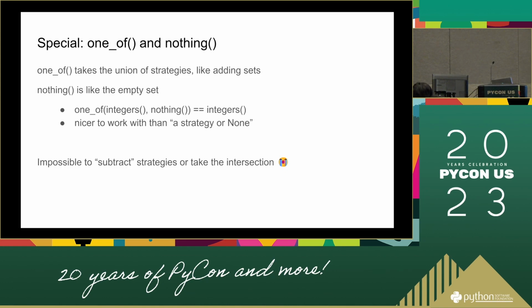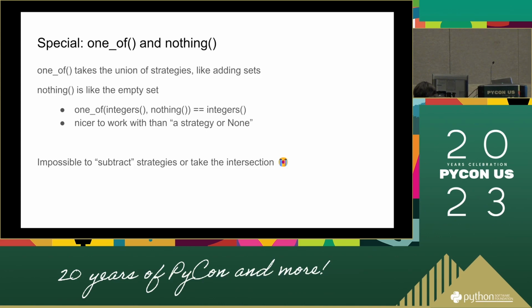Nothing is a strategy that can never generate anything at all. You might think, what is the point of having a strategy that can never generate anything at all? It's pretty useful when you have, for some reason, an API where you have to return a strategy which you're going to use one_of with. And basically, we'll just skip over that because we know there are no elements in it. So one_of integers and nothing is just the same thing as integers.